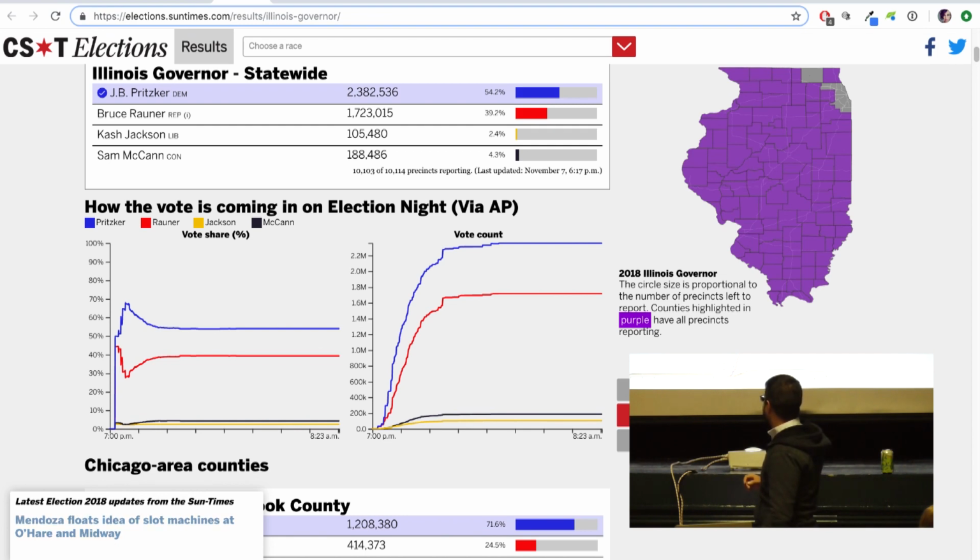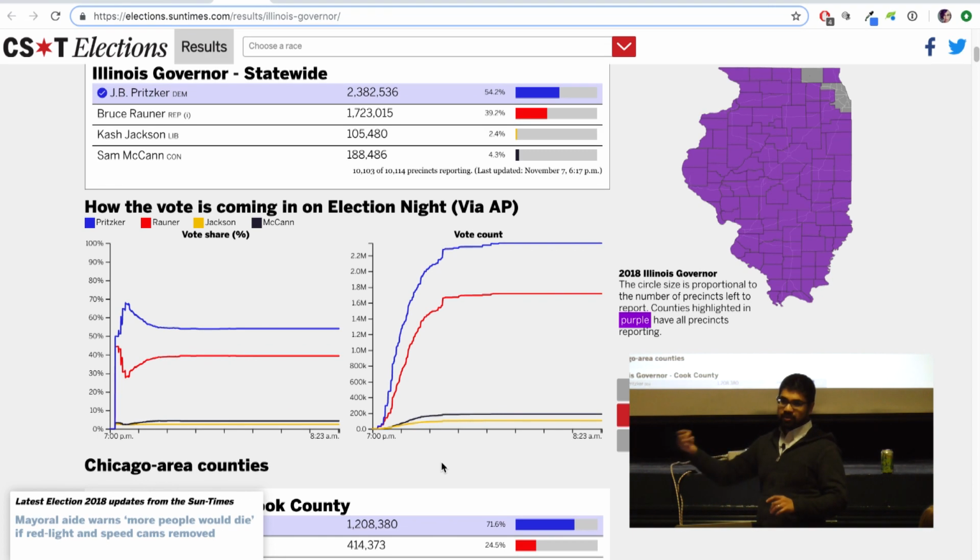And then I did this little thing that updated real time every minute as the vote was coming in. You could see there was very little tension that night. But I basically hit the AP servers every minute, and they just recorded the vote just based on that.